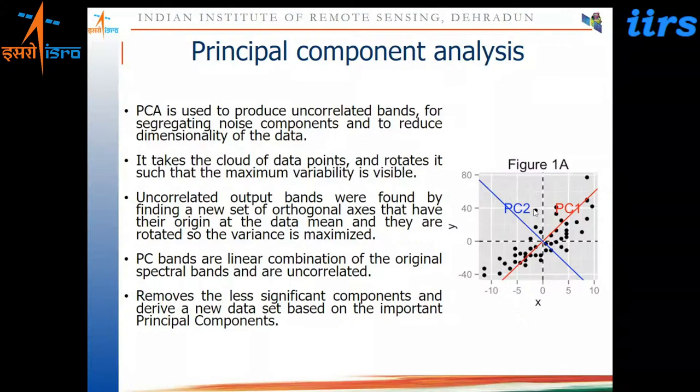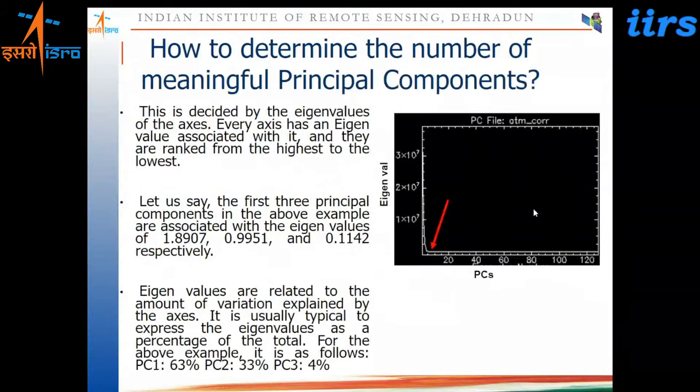Now, how do we decide how many principal components are important or useful for us? If you look carefully, there is a plot over here. This plot has been drawn between the eigenvalues and the principal components. If you observe carefully, there is a notch you can see over here around 5.